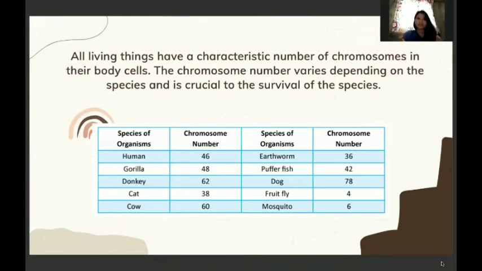All living things have a characteristic number of chromosomes in their body cells, also called somatic cells. Take note that the number of chromosomes is crucial to the survival of the organism. Any increase or decrease in the number of chromosomes of any species of organisms can cause mutation or instability that can lead to the death of organisms. Here, we will see in the table provided the number of chromosomes of some organisms.